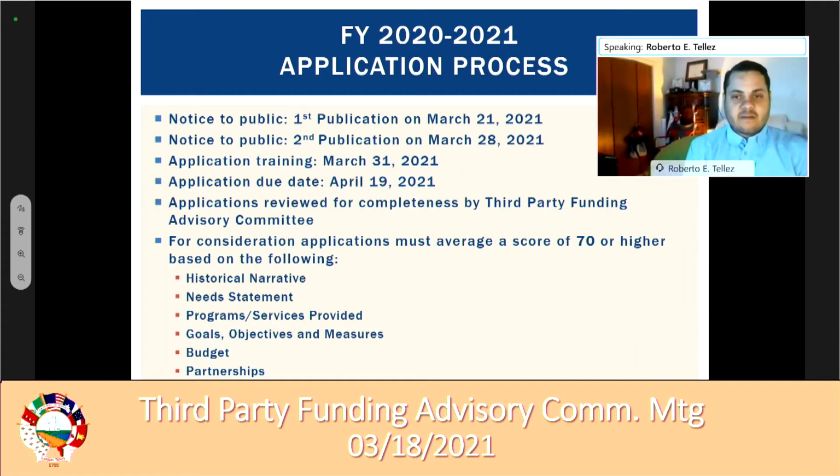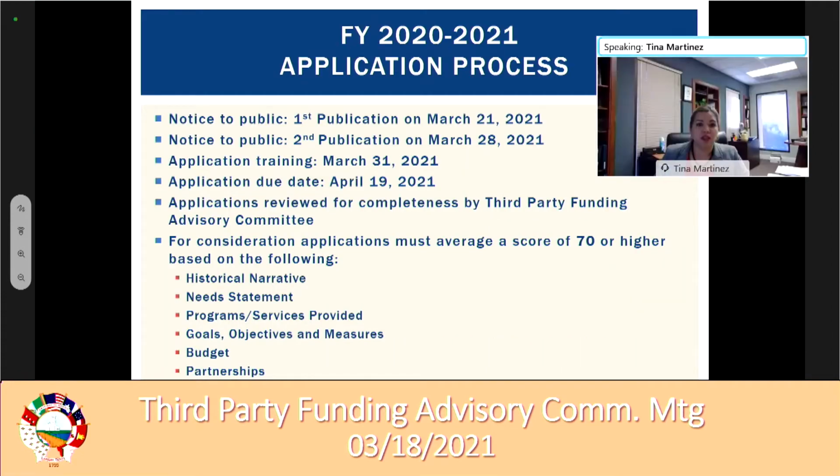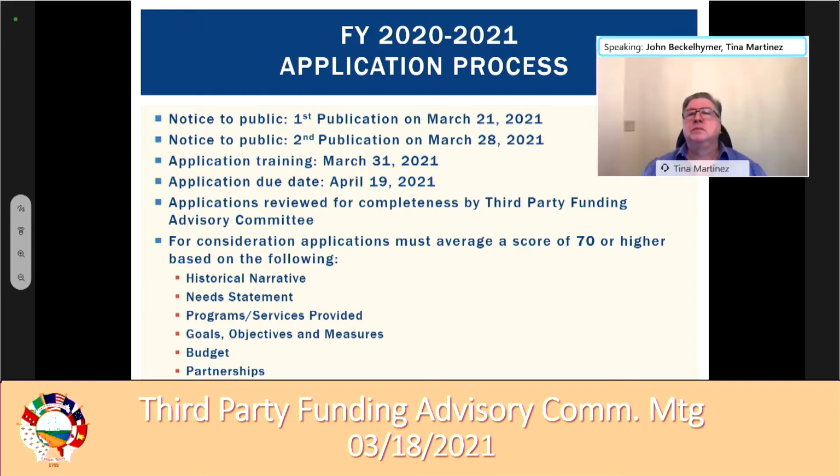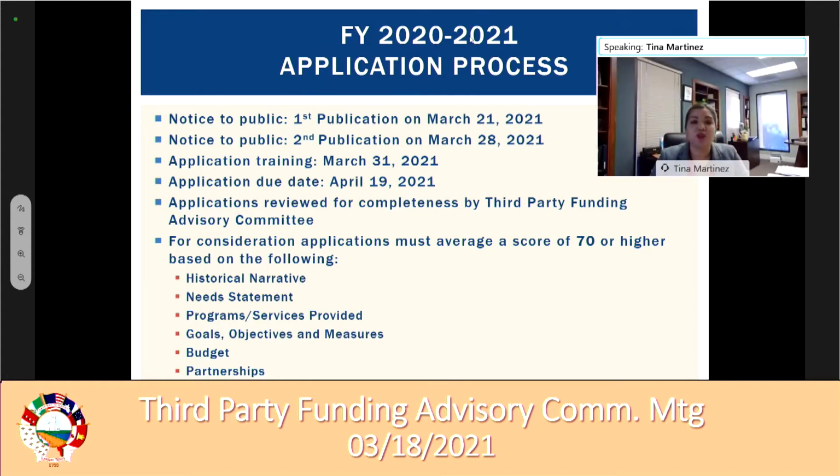So what we're looking at right now is, and sorry, it should say 2020, for the fiscal year 2021, 2022 application process. This will be the process for funding that, with the help of the committee, will be presented to our city council sometime in August of this year, to be enacted for October 2021.